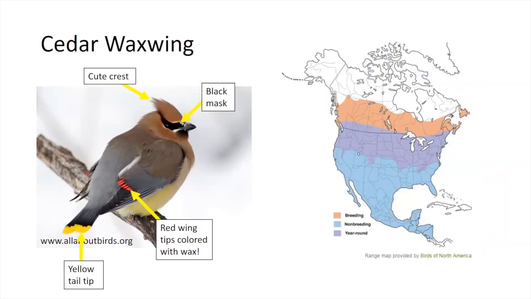They have a crest, which crests are a really good cue to look for in birds too, and a black mask. And there's also a Bohemian waxwing, which you can find in the northern part of the country during the winter. And the main difference between cedar and Bohemian is that cedar have a white color under their tail and Bohemian have a rufous color.